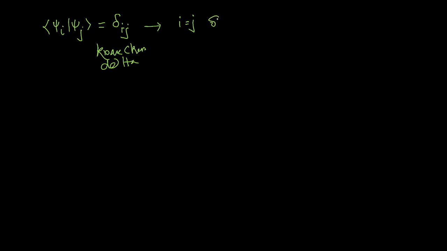So therefore this kind of relationship can be written as the inner product of psi i with psi j is a Kronecker delta, delta ij. That implies if i is equal to j, this delta ij will be 1, and if i is not equal to j, delta ij is equal to 0.